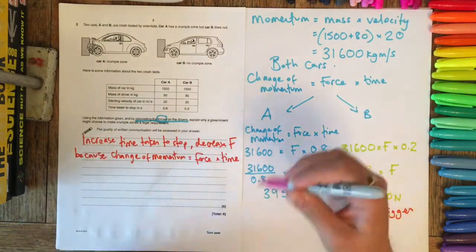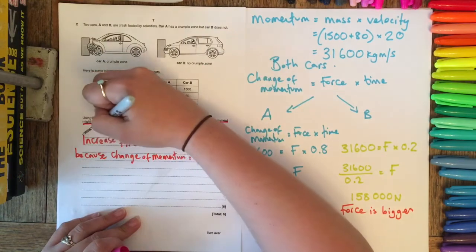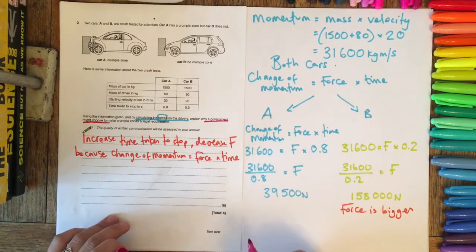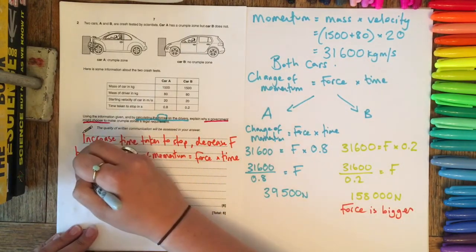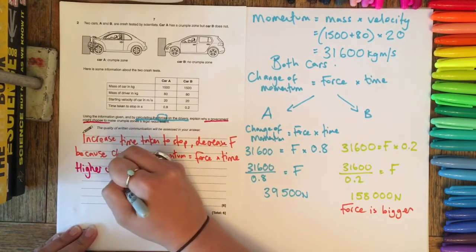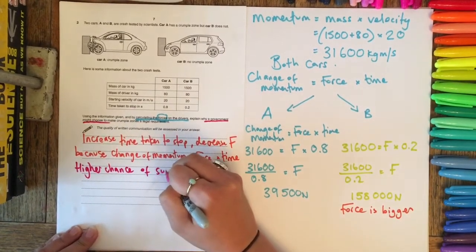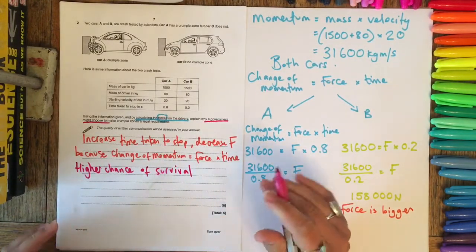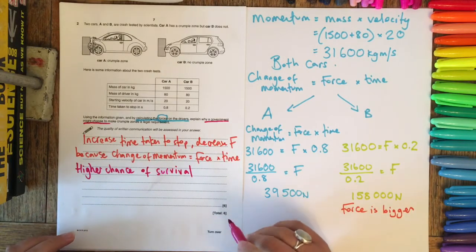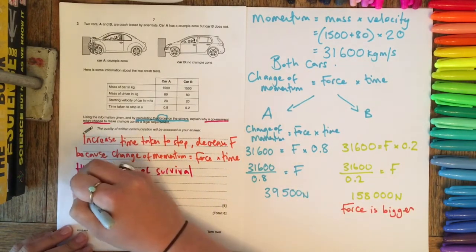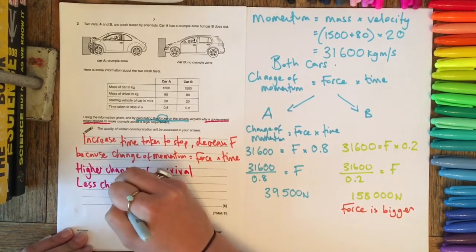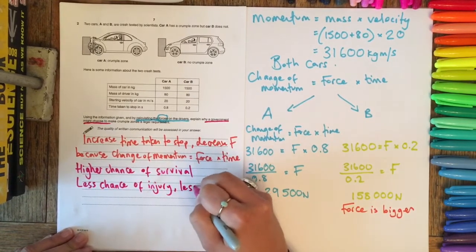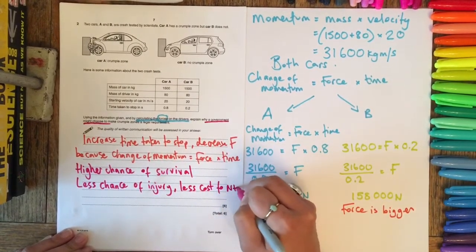So the last bit, why might a government choose to make them a legal requirement? Well, here you're sort of stating the obvious by saying, well, why do we want to decrease the force? Well, if we decrease the force, there is a higher chance that you'd survive. So there's a higher chance of survival for whoever's in the car, and the government are in the business of keeping people alive, really, and less chance of injury. And so therefore, less cost to the NHS.